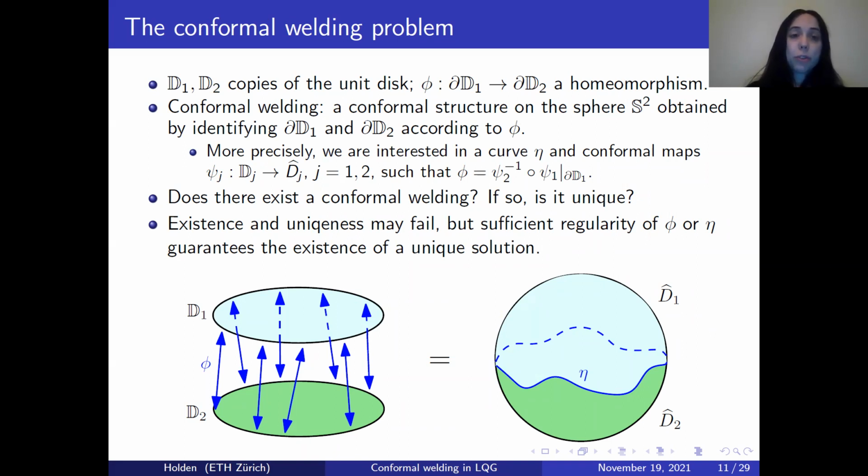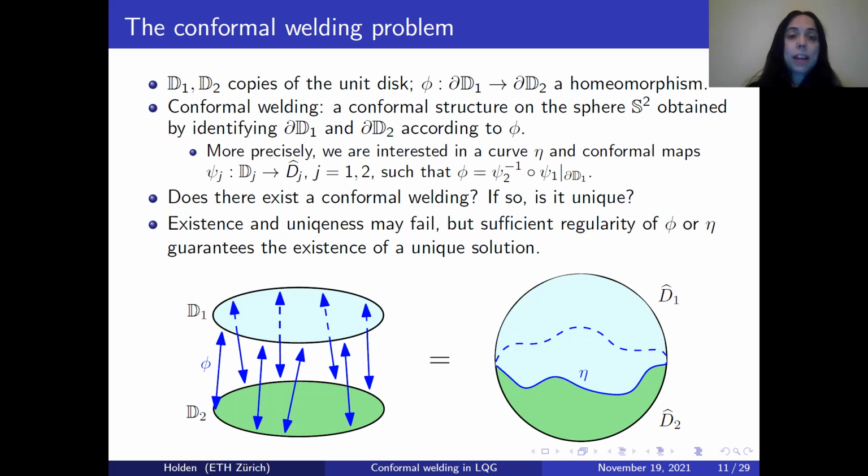So if we identify the 2 copies of the unit disk according to phi, then it's clear that topologically speaking, we're getting a sphere. It's clear that if you look at this sphere away from this curve defining the interface of the original disks, then the sphere will have a unique conformal structure. But what is not clear is that we also have such a unique conformal structure across this curve, which is here denoted by eta. And an assignment of such conformal structure is known as conformal welding.